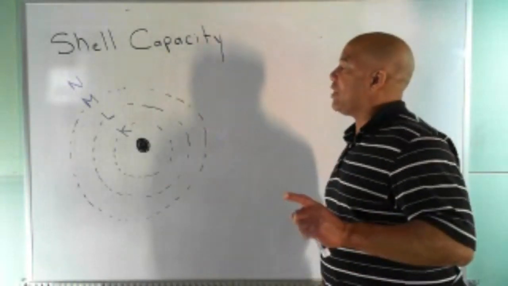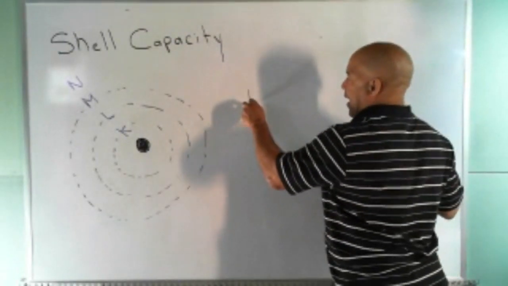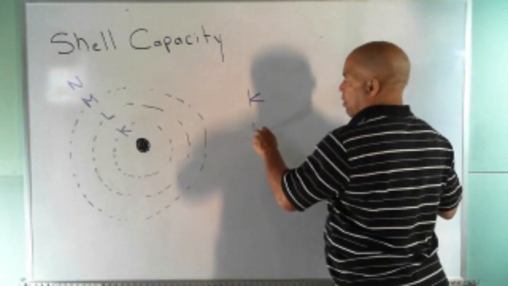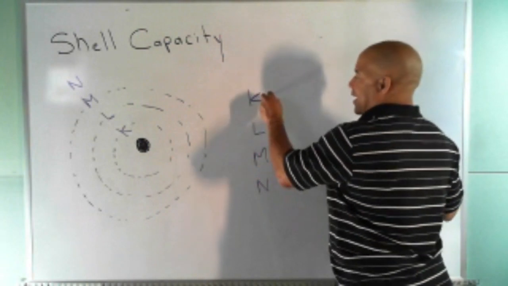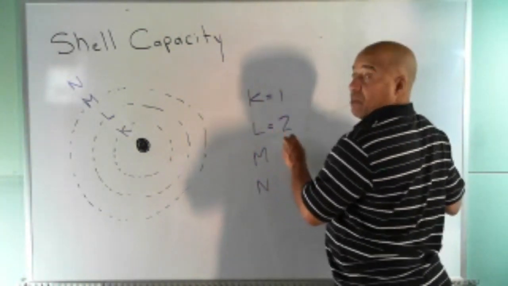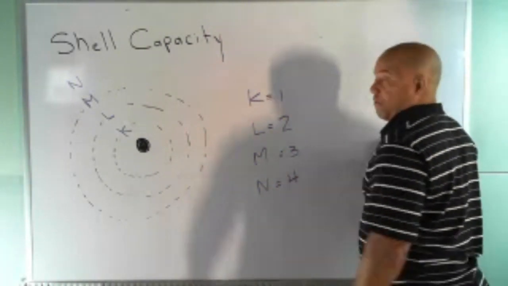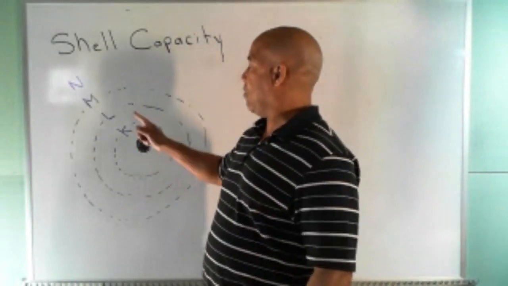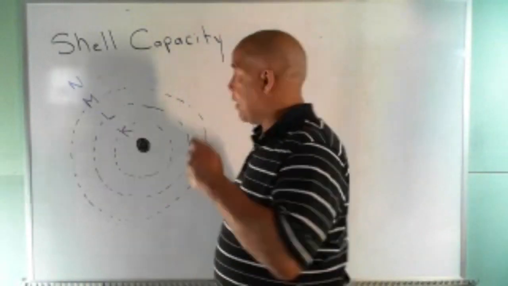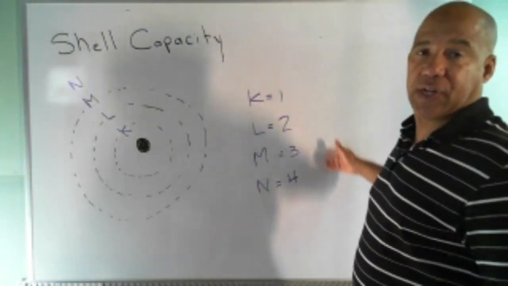Along with that, each letter is assigned a number. So over here we've got K, L, M, N. K is assigned to number 1. This is assigned to number 2. This is assigned to number 3. And this is assigned to number 4. Since K is the closest to the nucleus, they just went 1, 2, 3, 4. So we have these shell letters, and each shell letter is assigned a shell number.